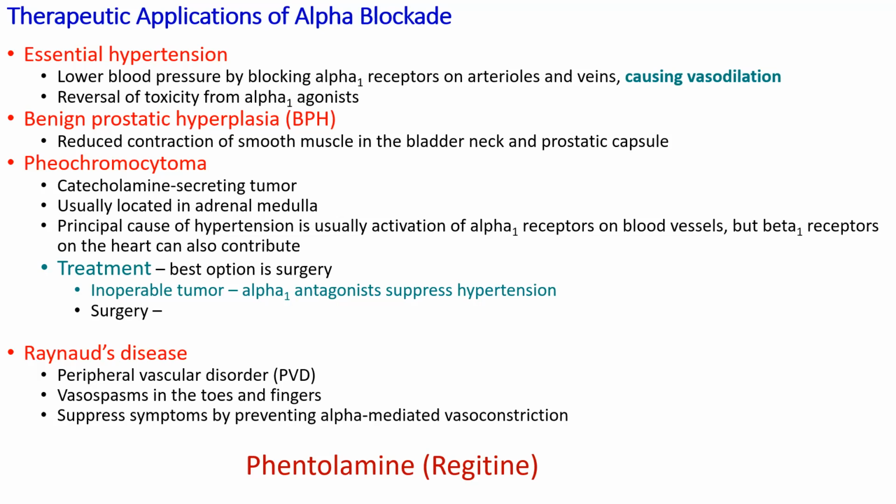But remember also about phentolamine, it can cause orthostatic hypotension, reflex tachycardia, and nasal congestion, and an overdose can produce profound hypotension, a severe decrease in blood pressure.